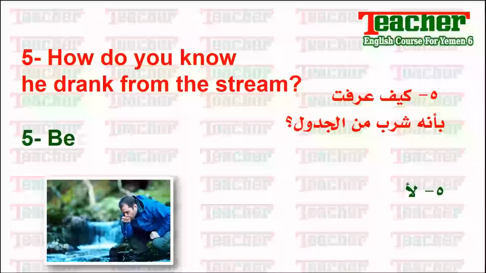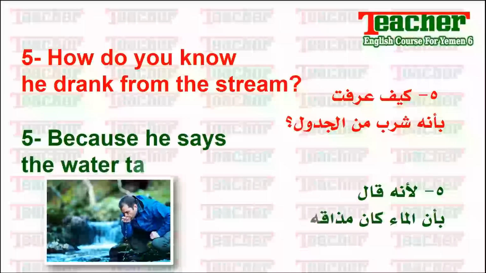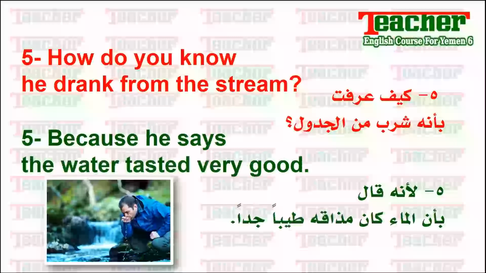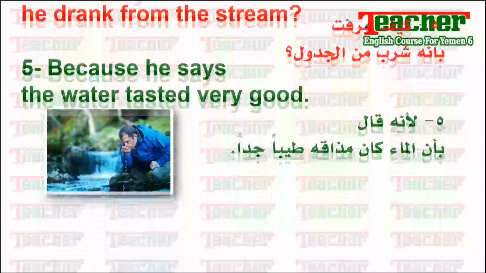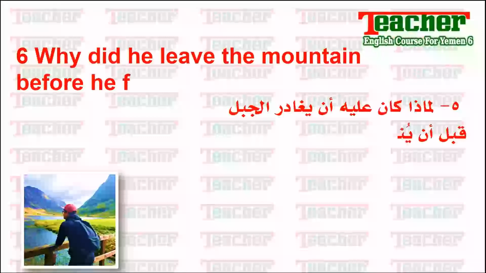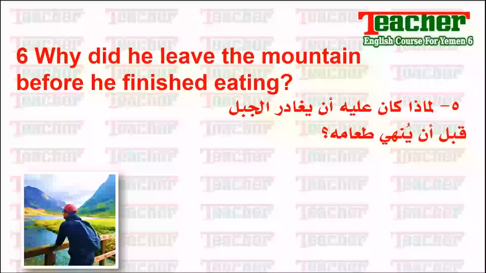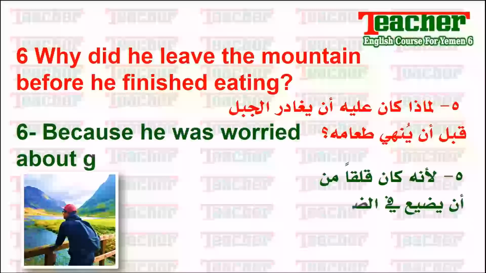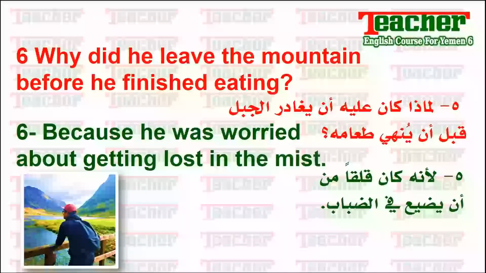5. How do you know he drank from the stream? Because he says the water tasted very good. 6. Why did he leave the mountain before he finished eating? Because he was worried about getting lost in the mist.